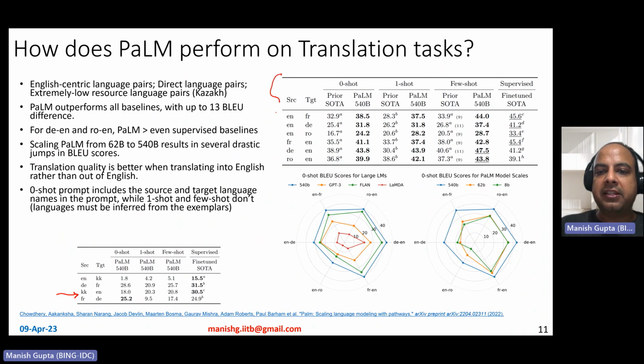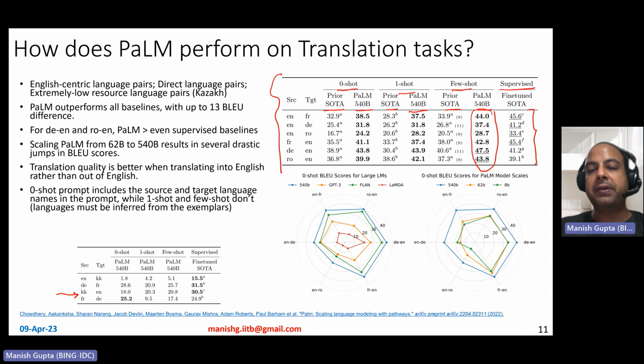So what you observe here is essentially 0-shot results, 1-shot results, few-shot, and supervised results. Of course, PaLM does not depend on supervised results, but supervised results are here to show what is state of the art in supervised learning. The comparisons you see are prior state of the art and PaLM 540 billion. What you observe is that PaLM 540 billion is typically better compared to prior state of the art, no matter whether you do 0-shot, 1-shot, or few-shot. Okay. So PaLM outperforms all baselines, sometimes with up to 13 BLEU points of difference. What is plotted here is the BLEU scores.